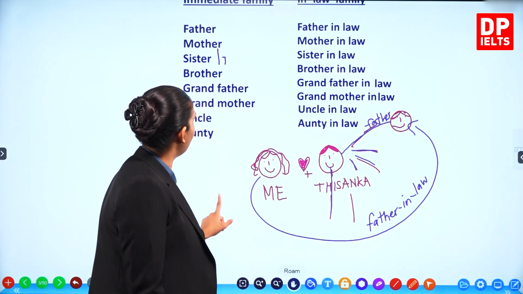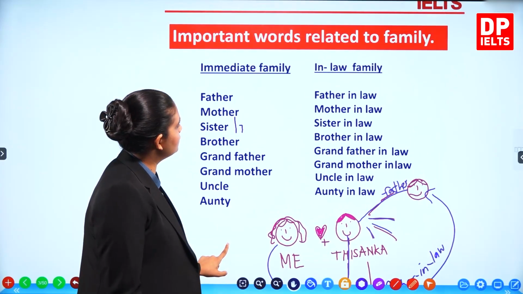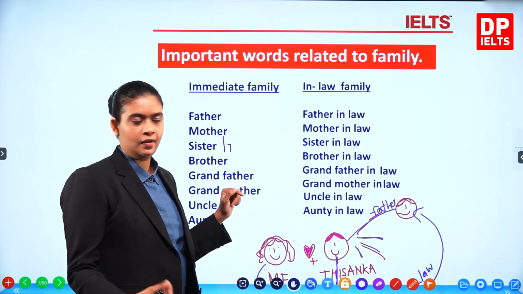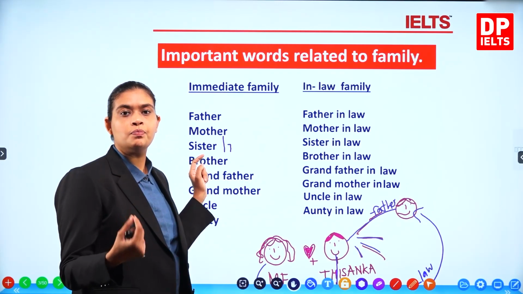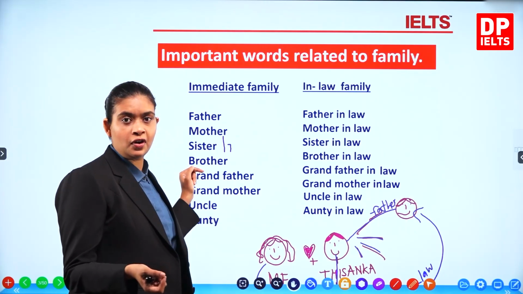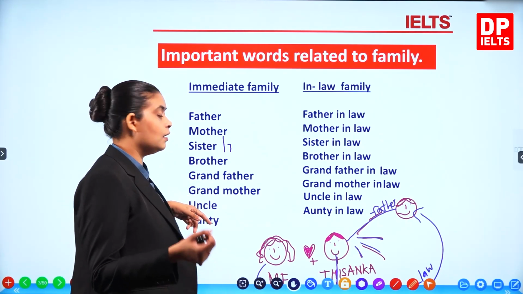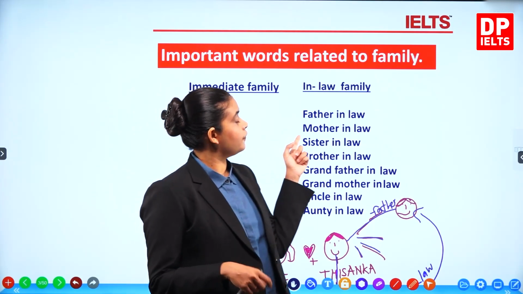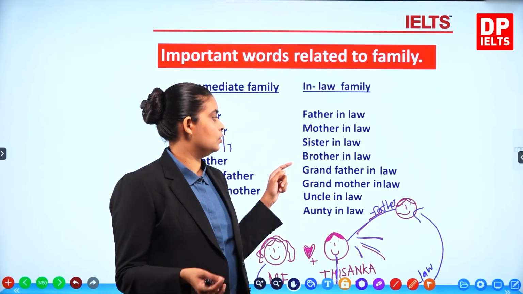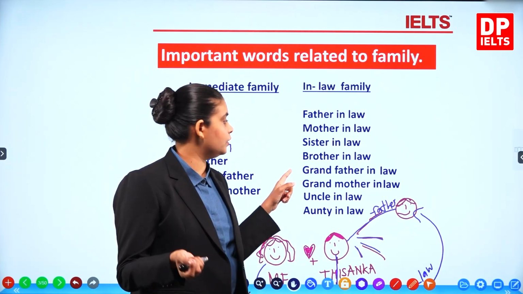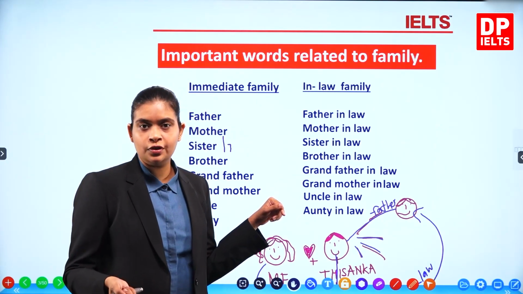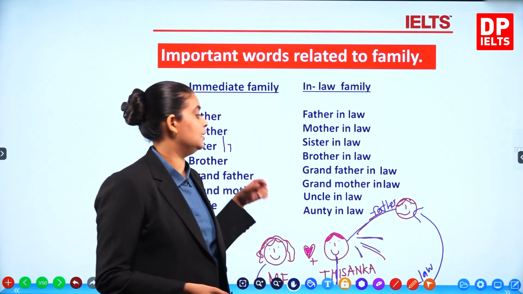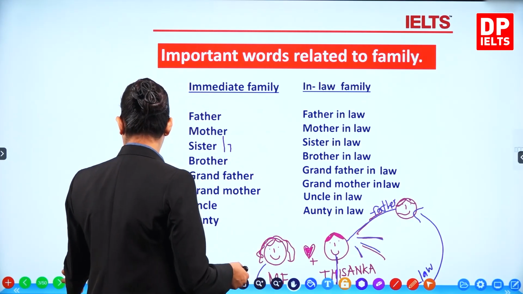So let's have a look at the vocabulary, how to pronounce it properly, right? Father, mother, sister, brother, grandfather, grandmother, uncle, auntie or aunt. Father-in-law, mother-in-law, sister-in-law, brother-in-law, grandfather-in-law, grandmother-in-law, uncle-in-law, auntie-in-law, right? All right.